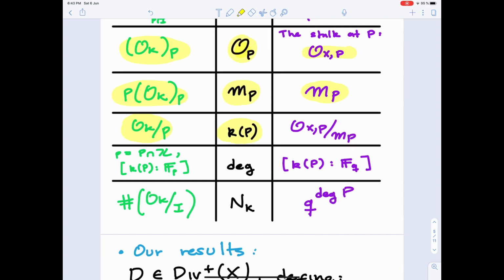And, well, the degree of a point, first of a closed point, is the dimension of the residue field as an F_p vector space, where small p is a rational prime lying under uppercase P. And in the function field case, this is the same: the F_q vector space, the dimension of the residue field. So this is the degree.